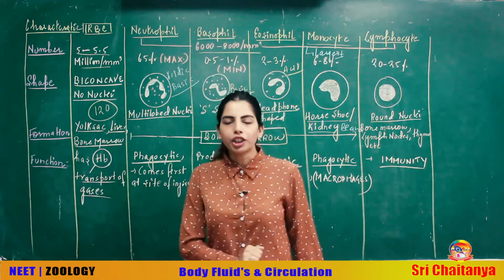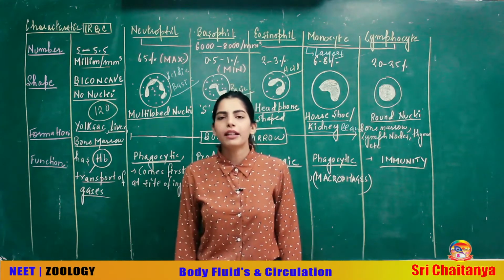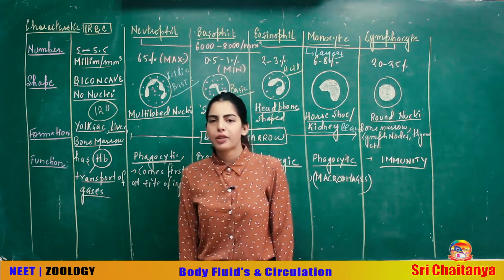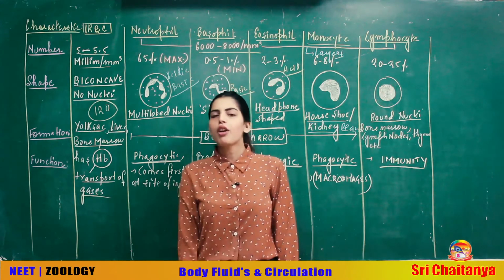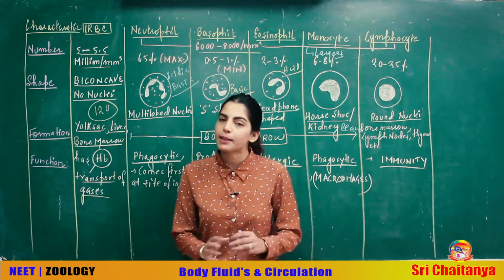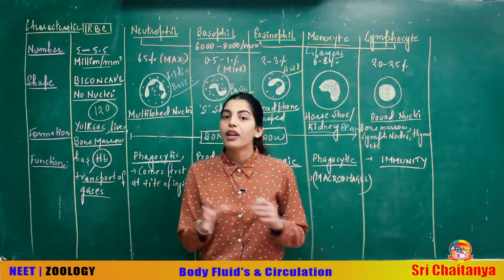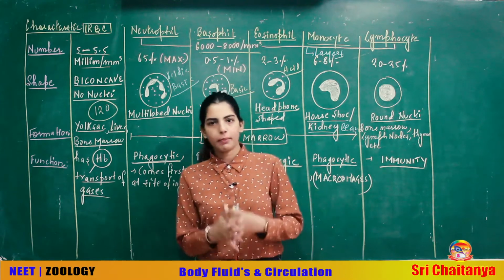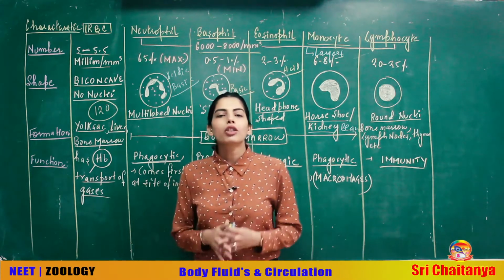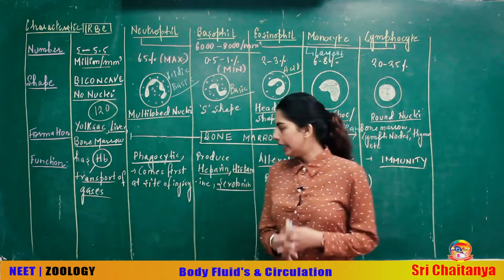Now, what is the function? We now very well know, since we have done breathing and respiration, that the function of your RBC is definitely transport of gases. So transport of gases with the help of hemoglobin, because the oxygen is binding with it, right? Talking about the white blood cells separately.